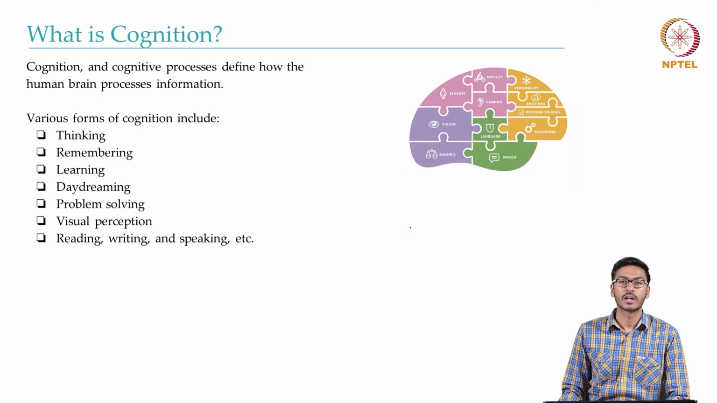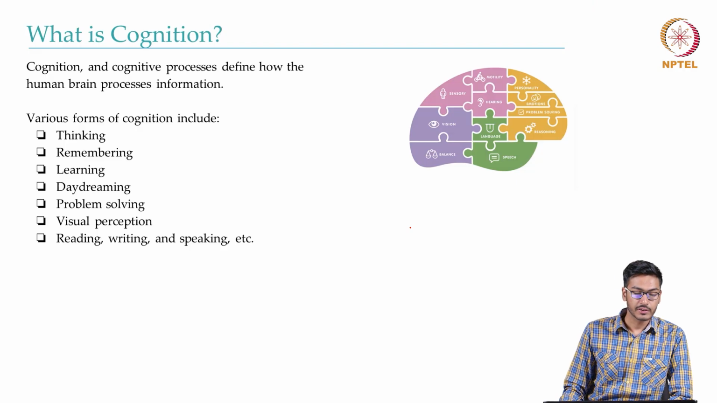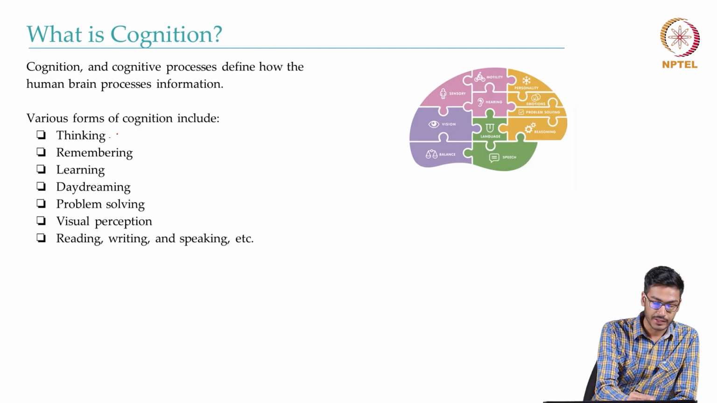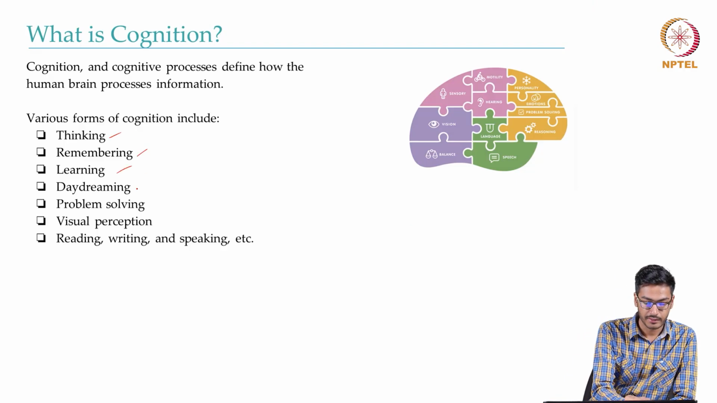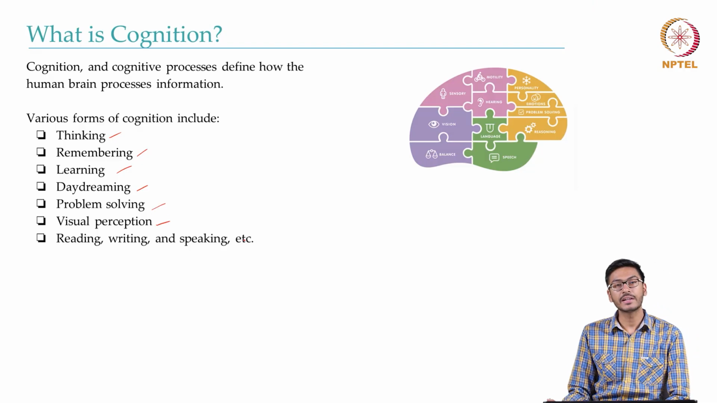Moving on to the cognitive aspects, the first topic we have is what is cognition? Well, cognition and cognitive processes define how the human brain processes information. Various forms may include thinking, remembering, learning, daydreaming, problem solving, visual perception, reading, writing, speaking, etc.